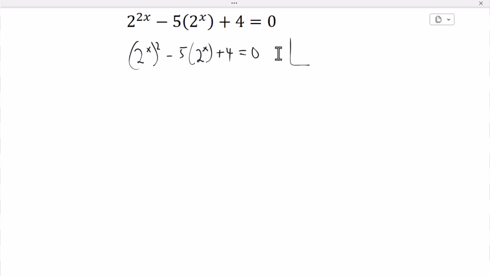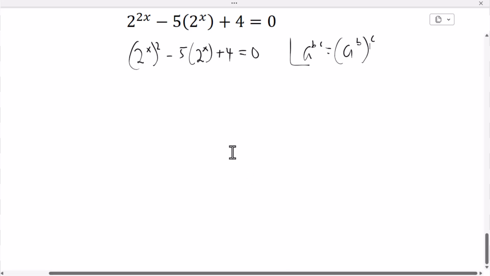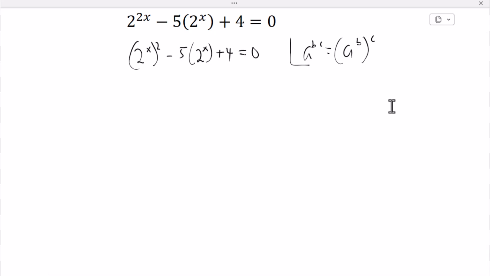Now, when you have a to the power bc, it can be written as a to the power b all to the power c. That is exactly the law of indices I used over here. So, over here, I can have 2 to the power x all squared minus 5 multiplying 2 to the power x plus 4 is equal to 0.